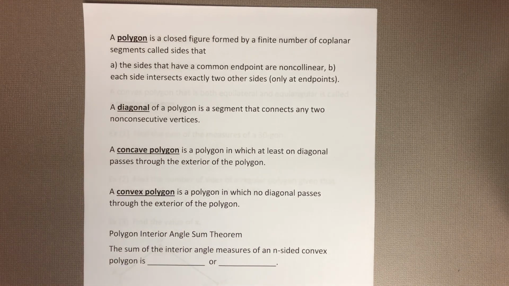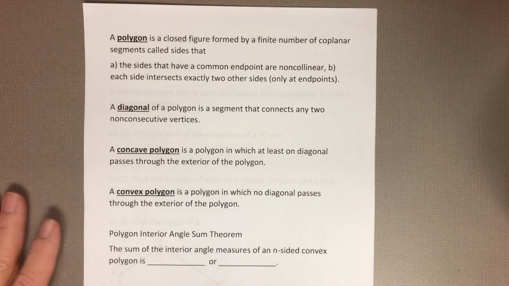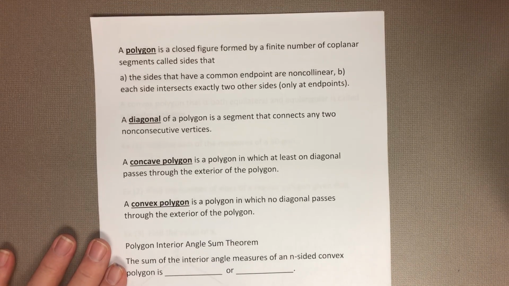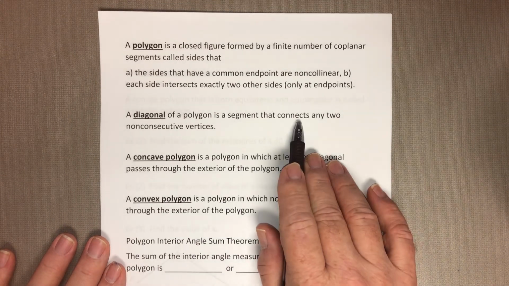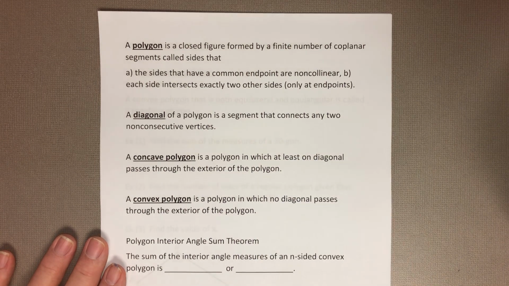A polygon is a closed figure formed by a finite number of coplanar segments called sides that have a common endpoint and are non-collinear. Each side intersects exactly two other sides only at endpoints. Also, we're going to learn about a diagonal of a polygon. A diagonal of a polygon is a segment that connects any two non-consecutive vertices.